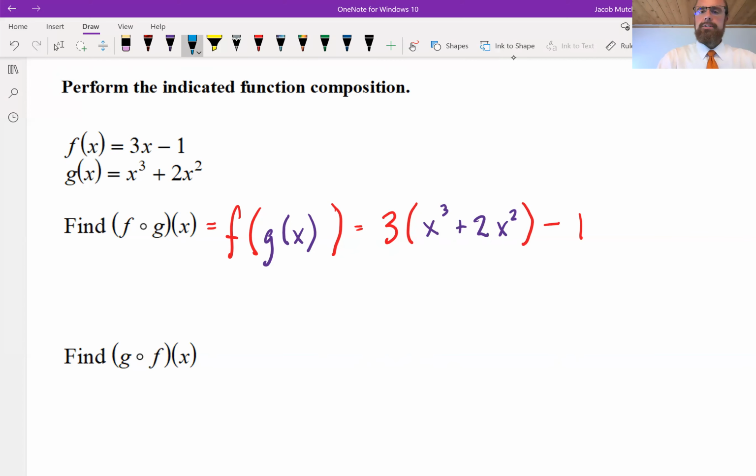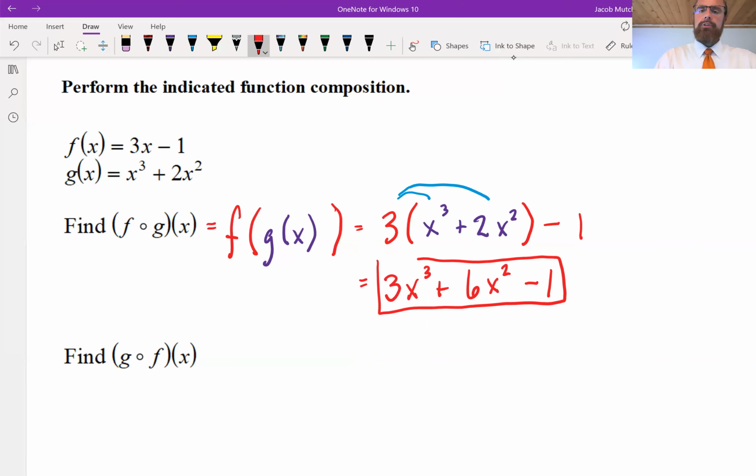So this is going to become 3 times x cubed plus 2x squared, and that's ready to simplify again by distributing that coefficient 3. That's going to give me 3x cubed plus 3 times 2x squared, which gives me 6x squared, minus 1. So the first direction of that composition yields another polynomial, a cubic function. So again, we're interested in whether this is commutative. Can I switch the order and get the same value?